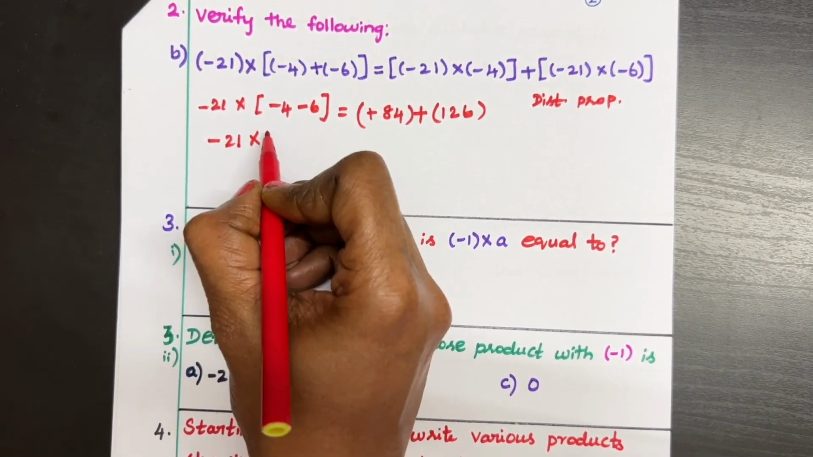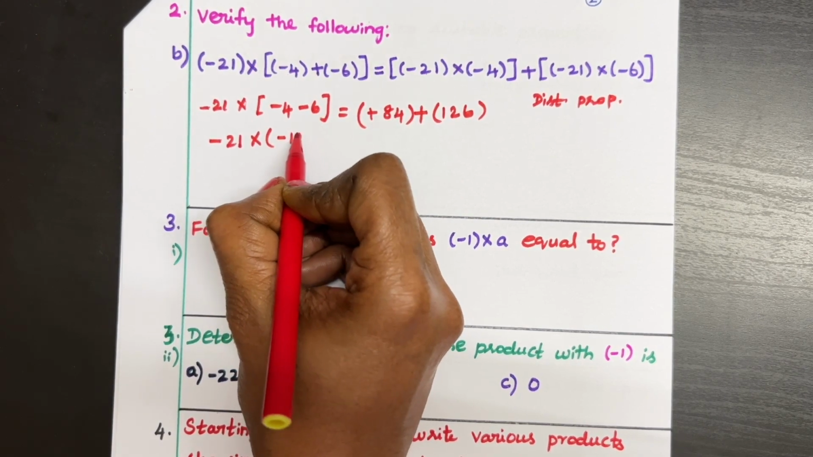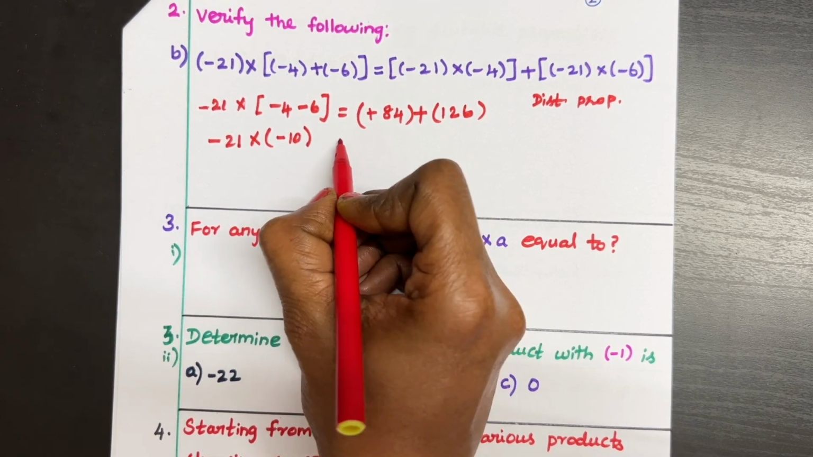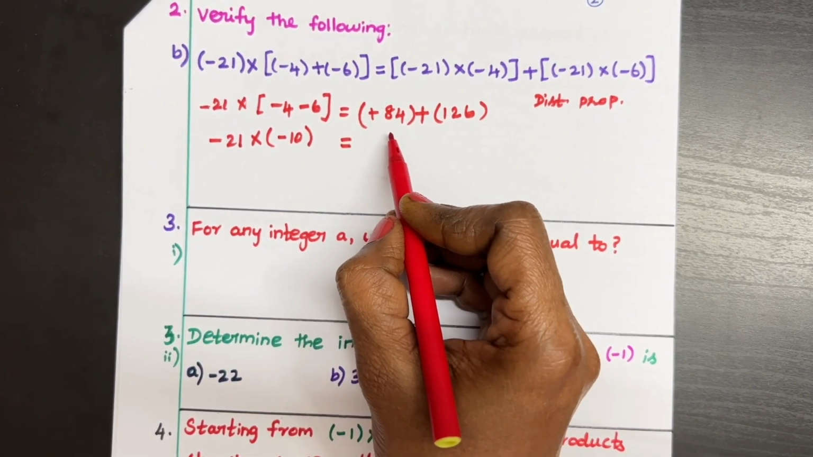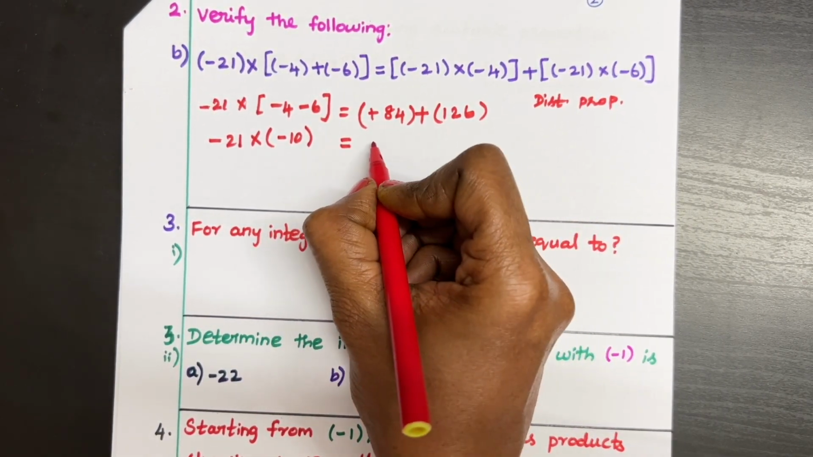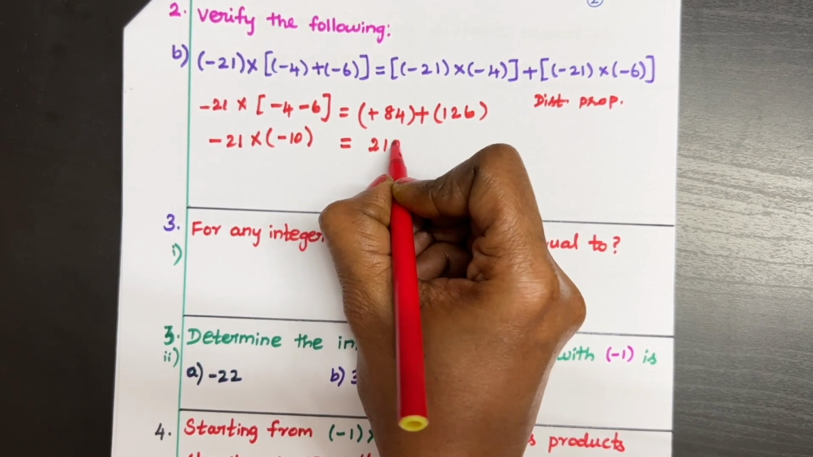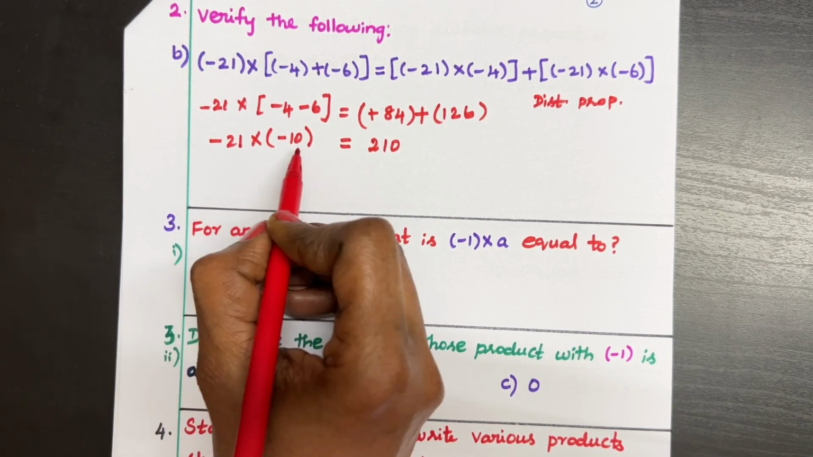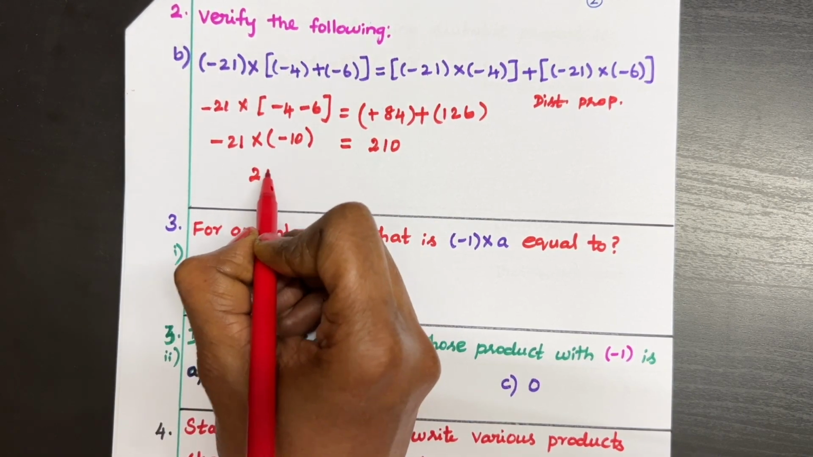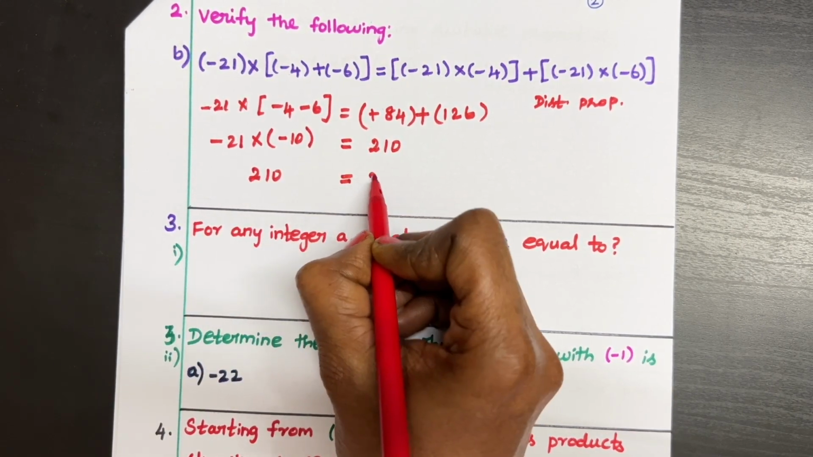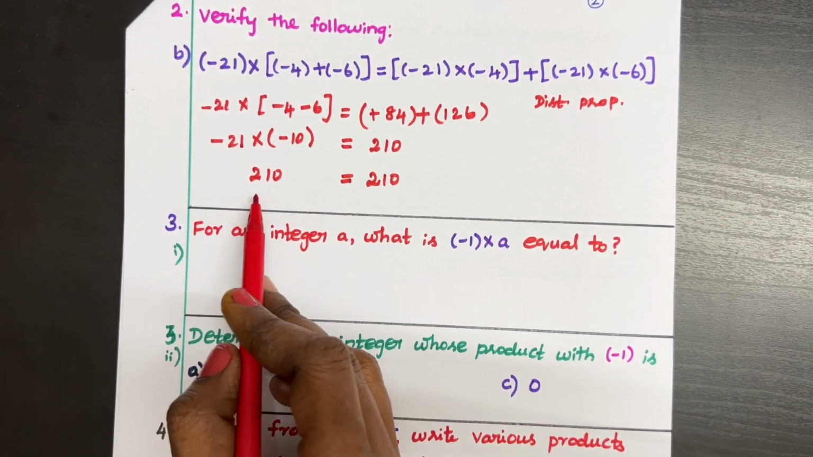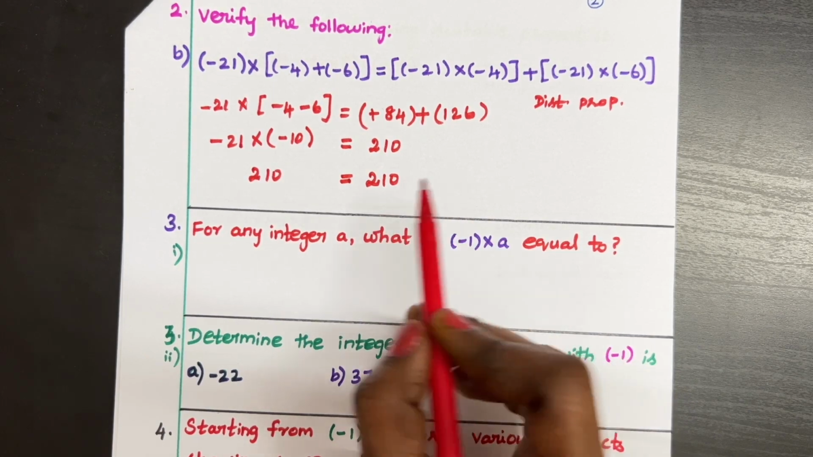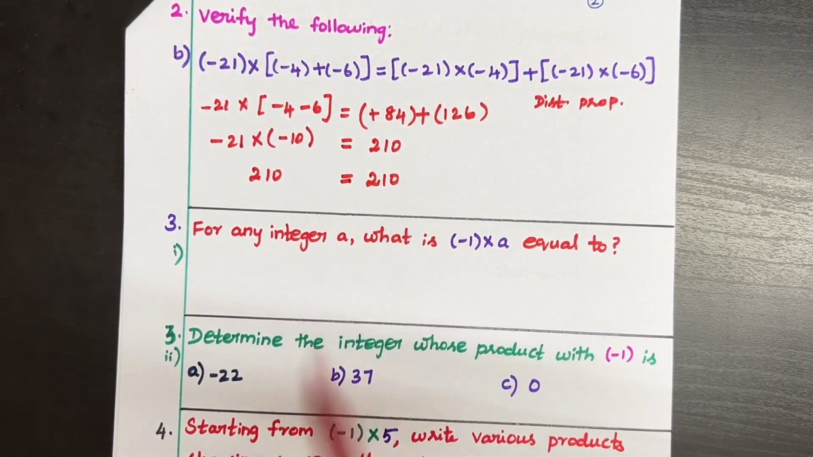Now come here, minus 21 into negative 4, negative 6. So we need to add. Minus 10: 6 plus 4 is 10, the sign here is minus, so minus 10. This is equal to 84 plus 126, which is 210. Minus into minus is positive. So 21 into 10 is 210. This is equal to 210. See, the left hand side is equal to the right hand side. So the equation is verified. Both sides are equal.